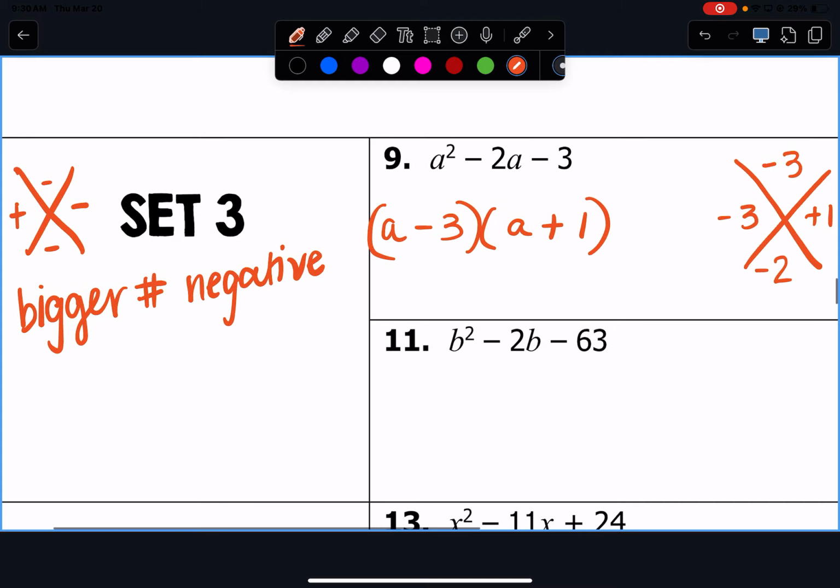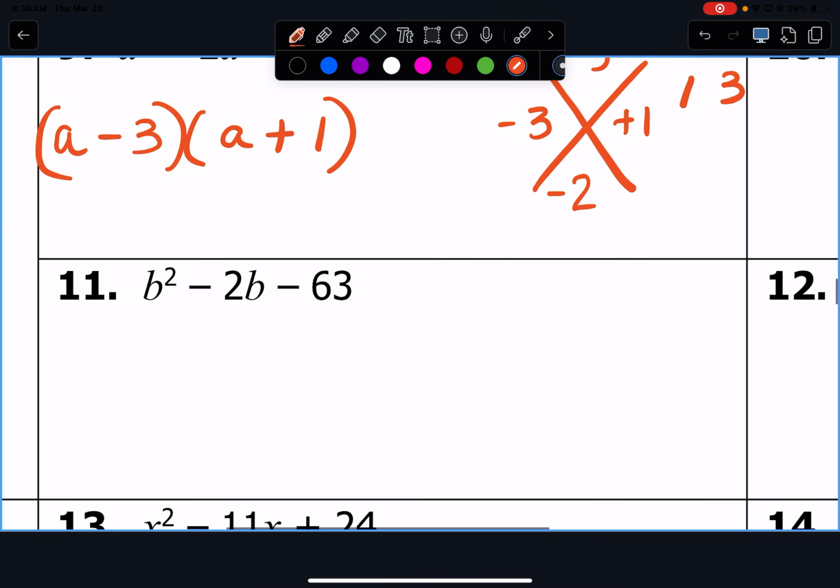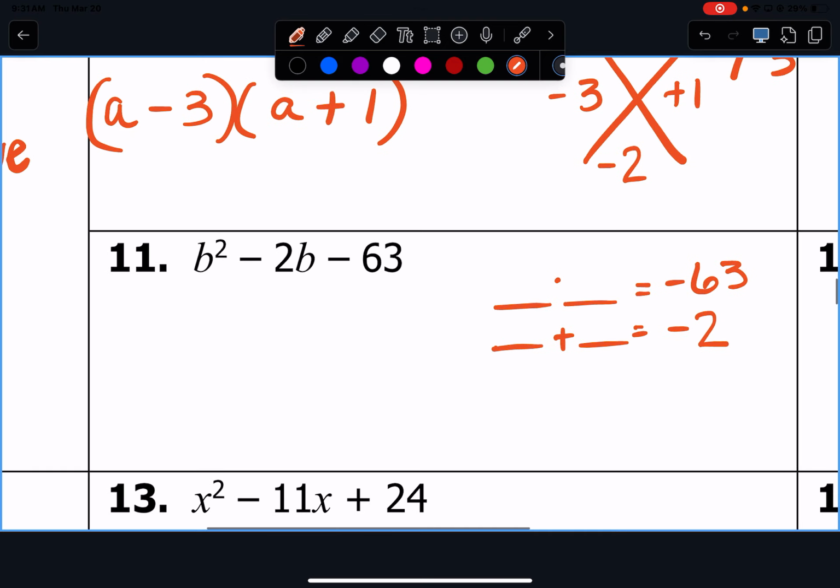All right, for number 11, what am I trying to multiply to get? What is A times C? Negative 63. And I'm trying to add to get negative 2. What are the factors of negative 63? So 1 and 63. Can 2 go into it? What about 3? 3 and 21. What about 4? Can 4 go in?